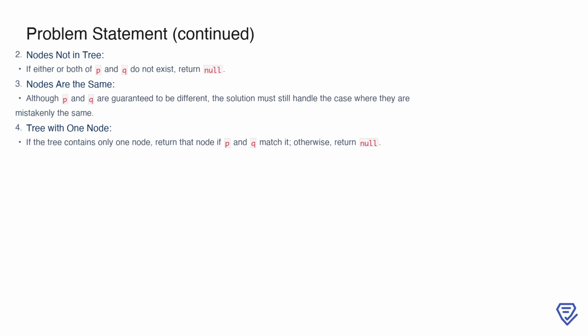Let's also consider some additional constraints and edge cases to ensure our solution is robust for all scenarios. There are a few specific edge cases to consider. First, if the tree is empty, meaning root is null, the output must be null regardless of the values of P and Q. Next, if either P or Q is not found in the tree, the result should also be null. Additionally, even though the problem guarantees that P and Q are different, the solution should still account for the possibility of errors where P and Q are mistakenly the same. Finally, if the tree contains only one node, the output depends on whether P and Q match that node. If they do, return that single node, otherwise, return null. These edge cases ensure that the solution handles all possible inputs correctly.